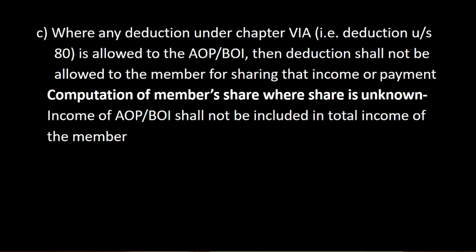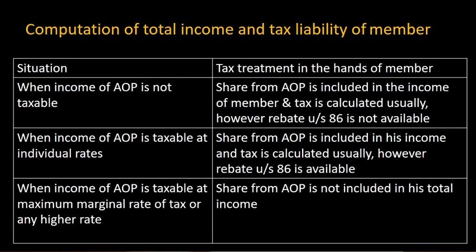What they said: computation of total income and tax liability of members. Now here they created three parts. We discussed what are the things to be considered for members. But sometimes AOP's income is itself less than 2,50,000. So will AOP be taxed? It will not be taxed. So the member's income will be taxed by including share from AOP, right?